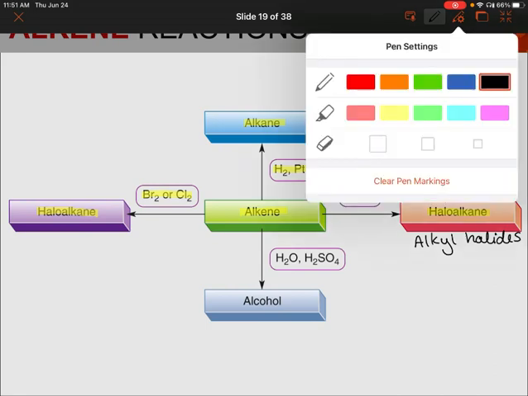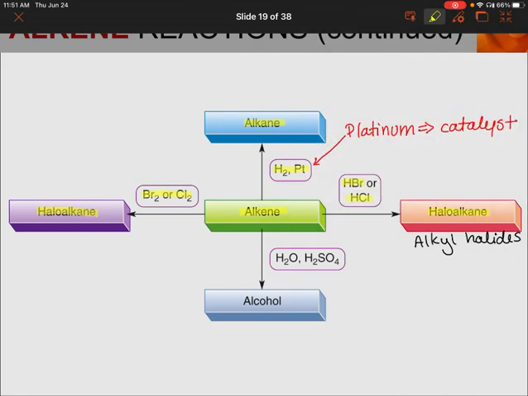The last reaction here, we could add water across the double bond. Now, in order for this reaction to work, we need an acid, or at least a stronger acid than water. So we're going to use sulfuric acid, H2SO4. So again, this just helps the reaction occur.